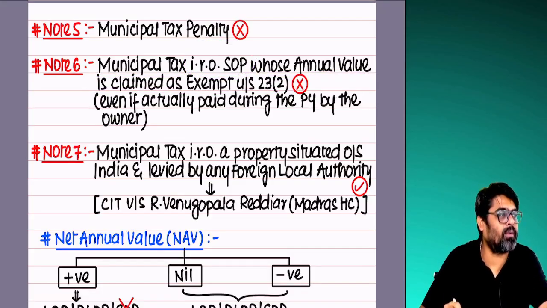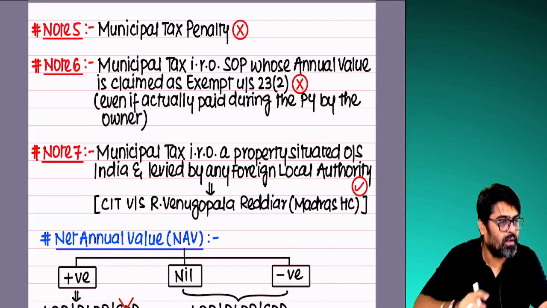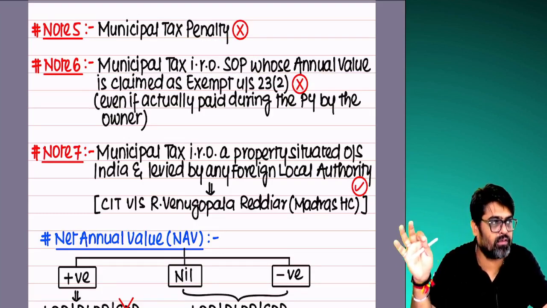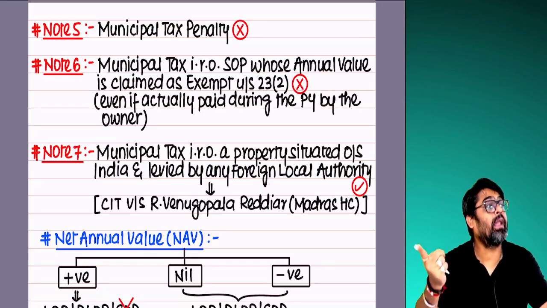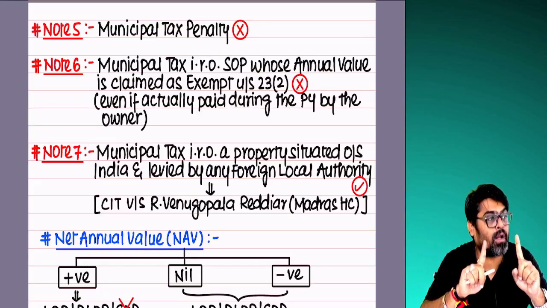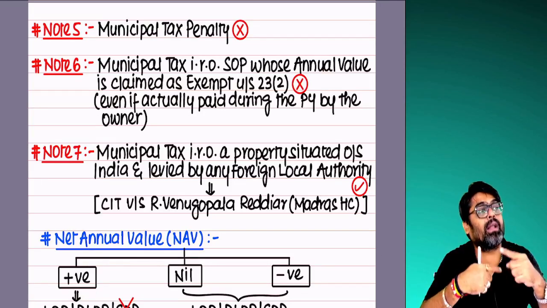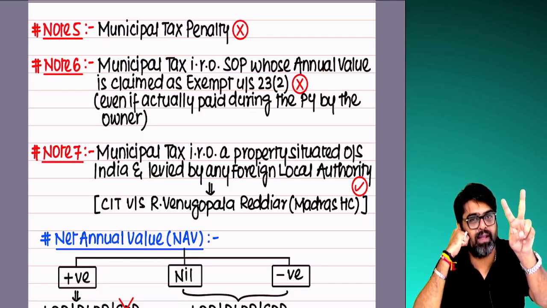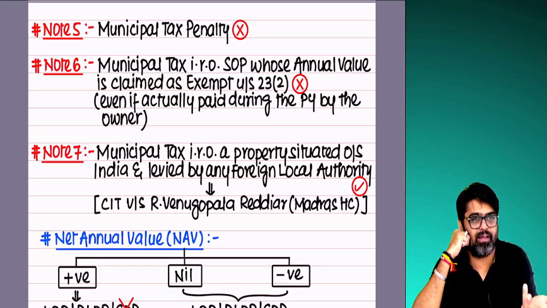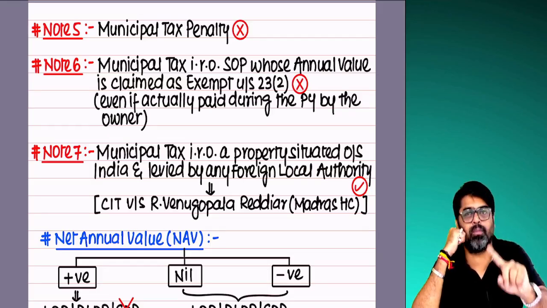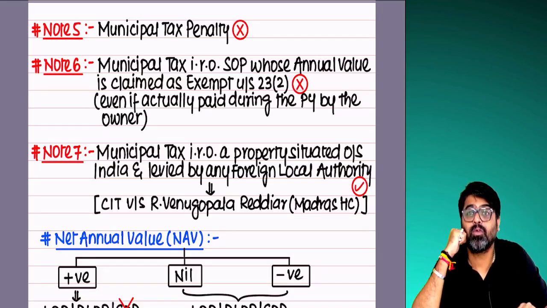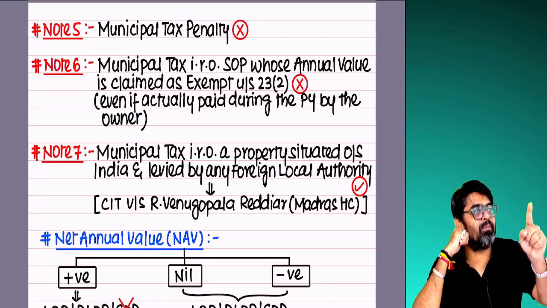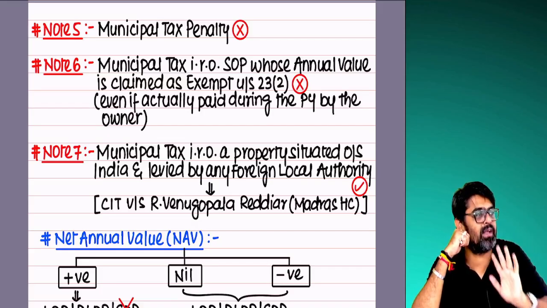Only the municipal tax of LOP and DLOP will be allowed as a deduction. Any municipal tax relating to your SOP, for which you are claiming exemption for annual value, two SOPs, annual value can be exempt. For these two SOPs also, the municipality would have charged municipal taxes and you would have paid the municipal taxes. Will you claim the deduction for those municipal taxes?